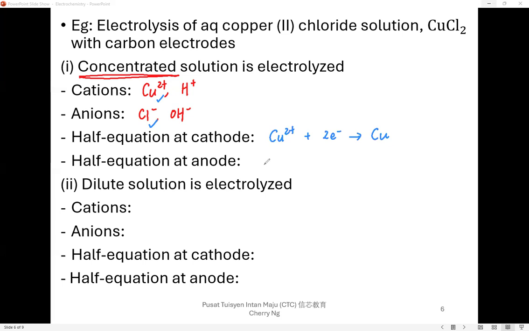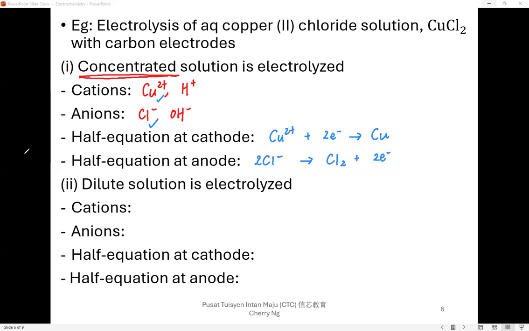Okay, how about at the anode? At the anode, we have chloride and chlorine gas. Also, they will form a covalent bond where they form Cl2 plus 2 electron, because of two chloride ions. Okay, so that's the case for concentrated.